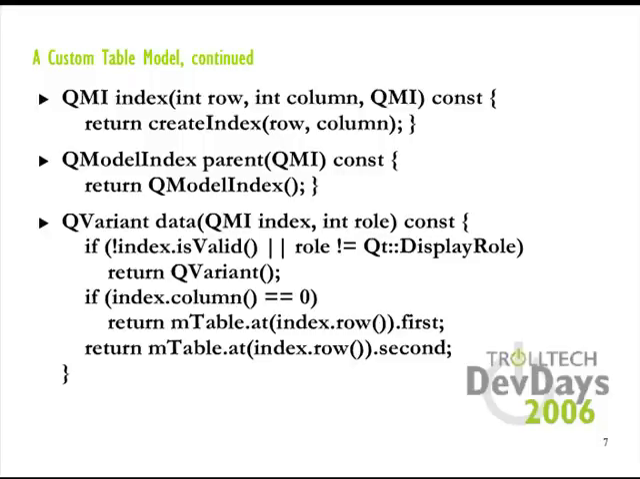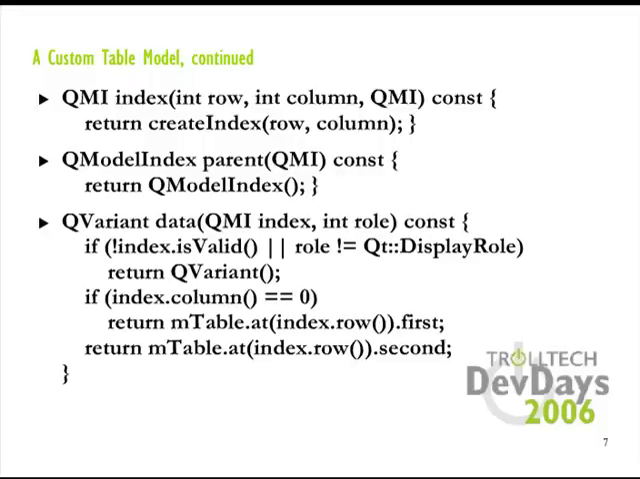The parent method is very simple because we're not trying to build a tree. So every parent is always just nothing. And for that, you just return an empty QModelIndex. That one you actually can just instantiate, but it doesn't really help you a lot. So data is the one that looks like it actually does a lot, but it doesn't.